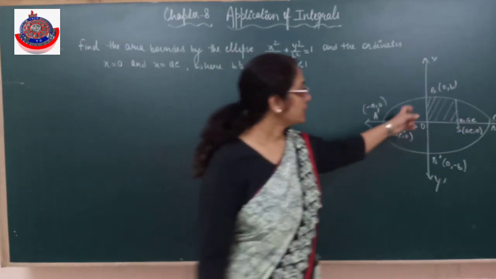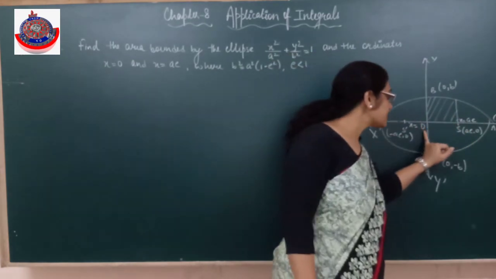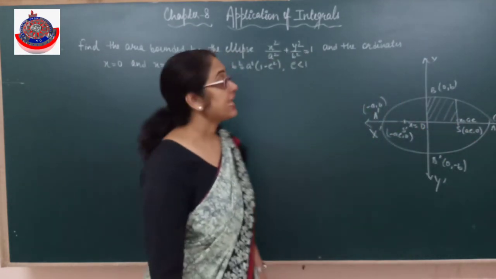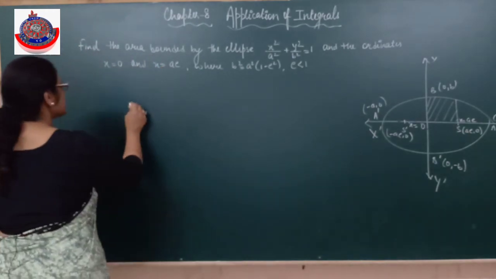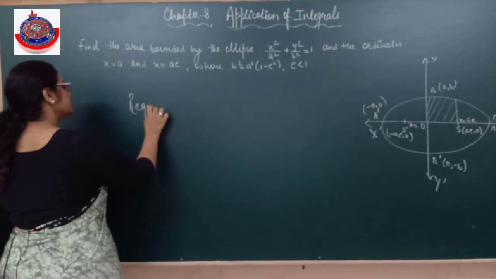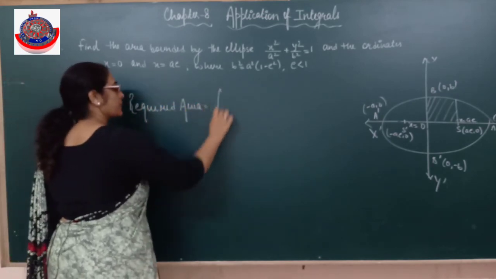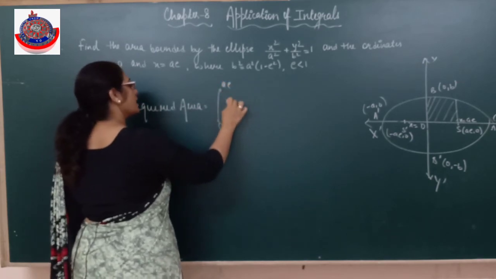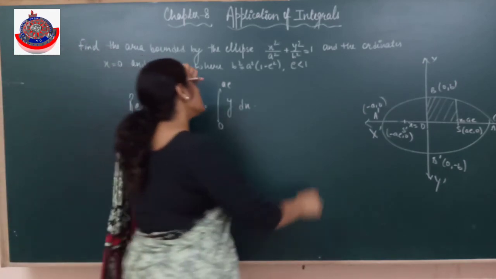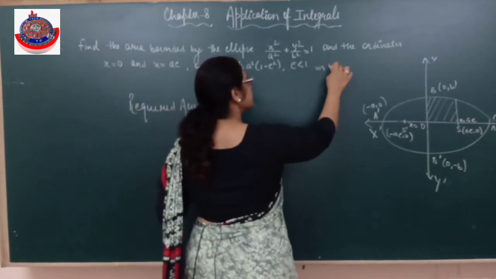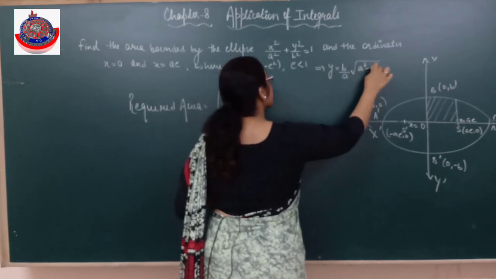Is it clear? The complete ellipse is there, but they are saying between the ordinates x is equals to 0 and x is equals to AE. So between 0 and AE. So very simple, the limits are directly given to me. So required area is the integral from 0 to AE of y dx. I need to find out y from here. We found earlier also. So y comes from here: b by a under root a square minus x square. So put the value.